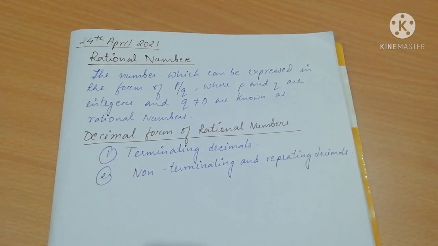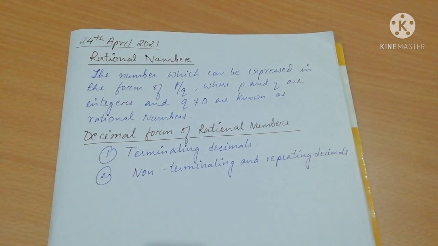Namaste students. So today we'll do the next topic of the chapter Real Numbers, that is decimal form of rational numbers. Before going to decimal form of rational numbers, let us recall what a rational number is. We know the number which can be expressed in the form p by q, where p and q are integers and q is not equal to 0, is known as a rational number.